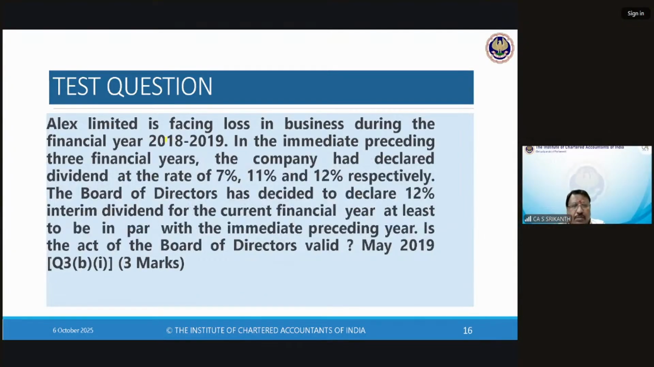This is another question, 3 marks. Alex Limited is facing loss in business during the financial year 18-19. In the immediate preceding 3 financial years, the company had declared a dividend at the rate of 7%, 11% and 12%. The Board of Directors has decided to declare 12% interim dividend. Can they do that? Is it valid?